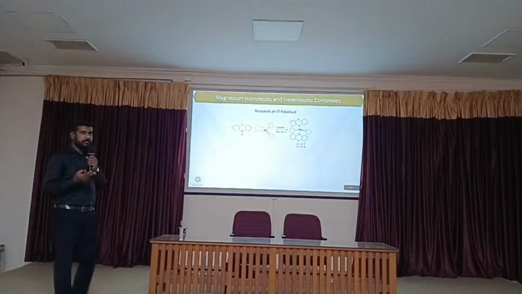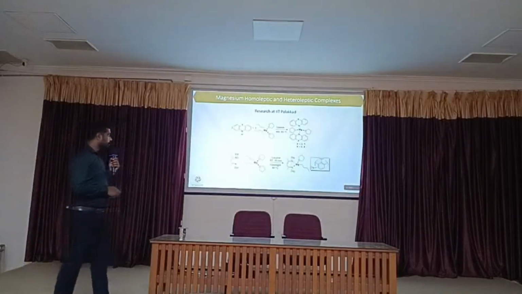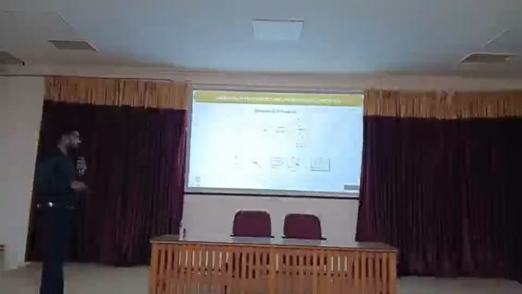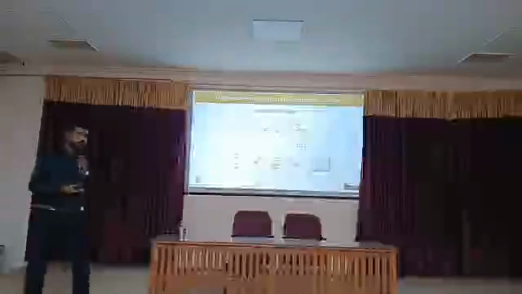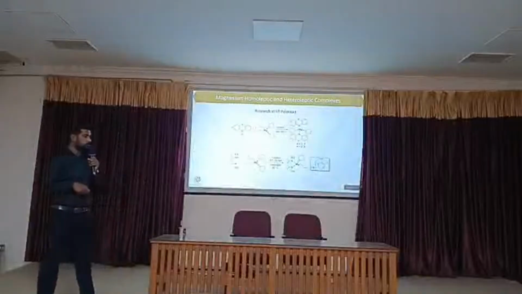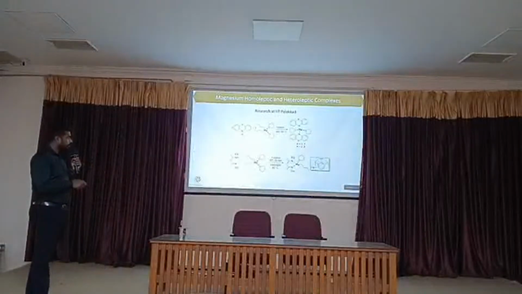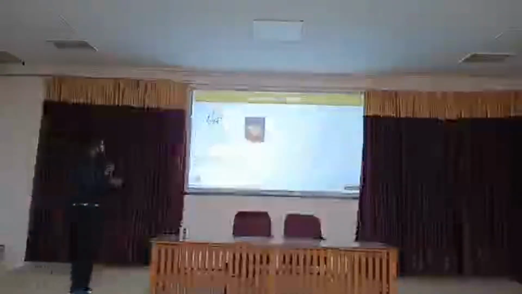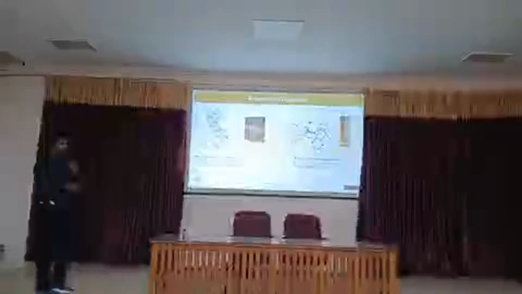Homoleptic means with the metal you have two same ligands. This is another example, heteroleptic. So you have metal, you have one ligand, you have another different ligand. So our aim is to make magnesium complexes with different ligand systems. Phenothiazine molecules show a lot of photophysical properties. So we have made homoleptic compounds, and this is the crystal structure. Here magnesium is coordinated and the magnesium is bonded. This is another example.